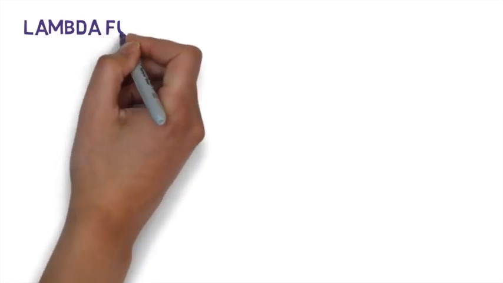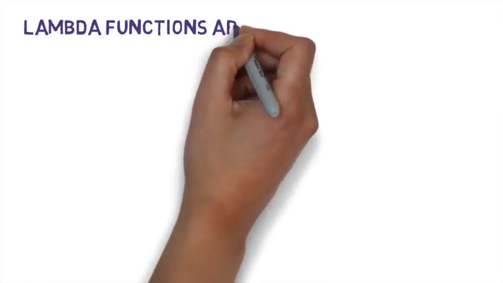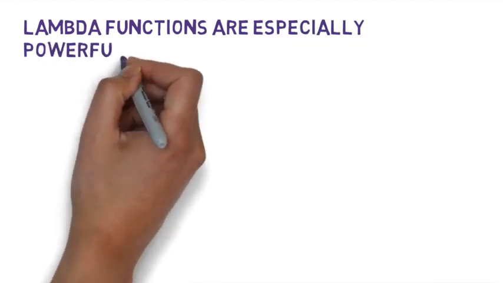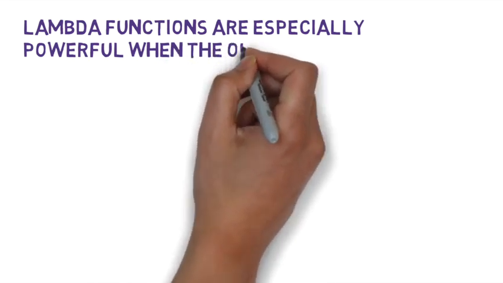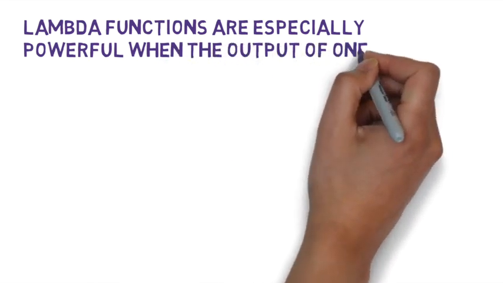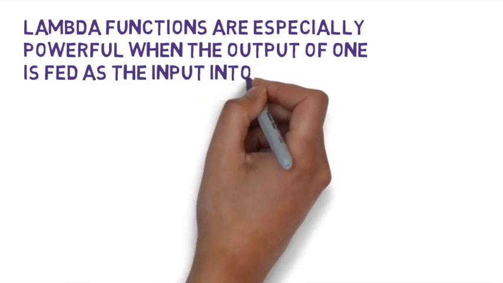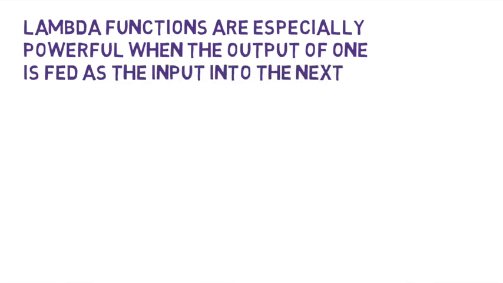We've just learned that lambda expressions are basically function objects, anonymous ways to define a single function and treat that function as an object. Now, lambda functions are especially powerful when the output of one lambda function is fed as the input into the next. Think of this as a chain where the input comes in, you apply a lambda function to it, receive an output, and feed that output to the next lambda function.